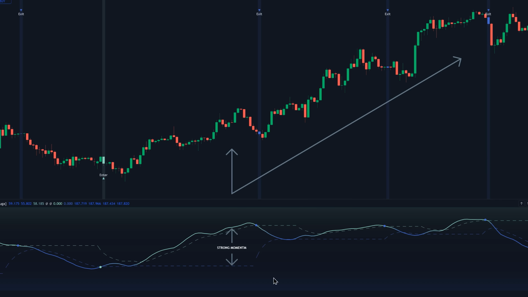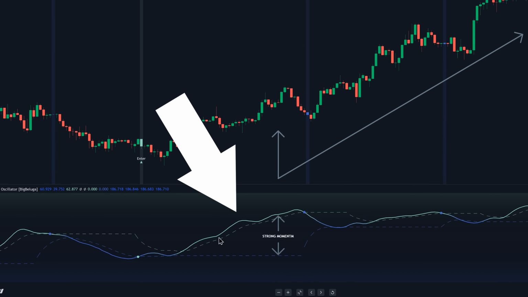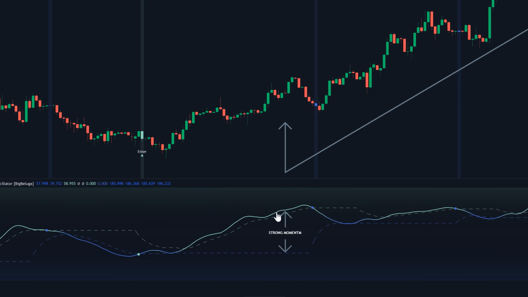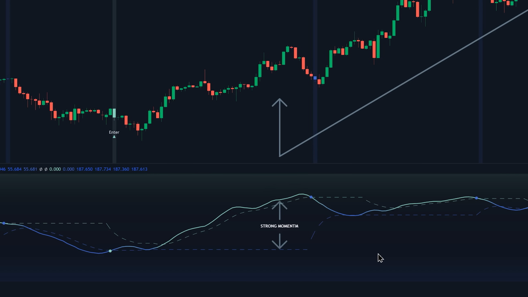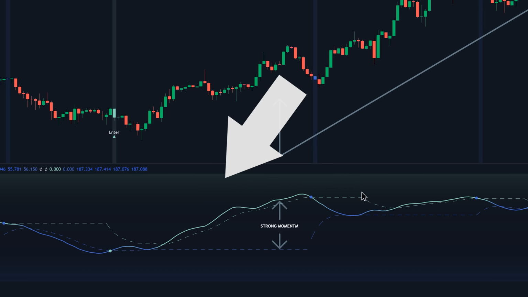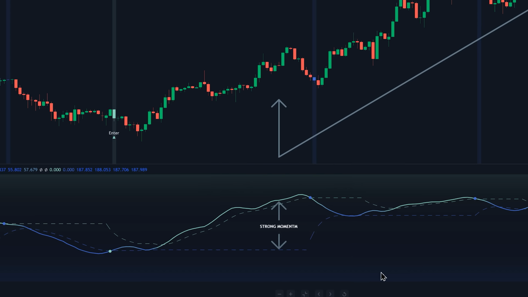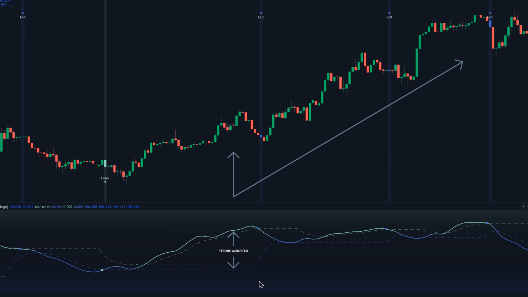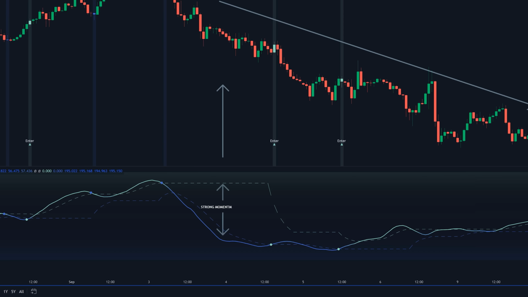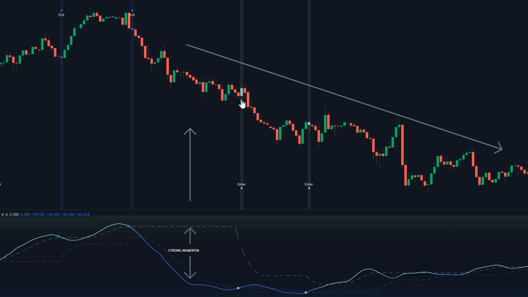A strong momentum is going to be visible whenever the DSL oscillator quickly moves toward the extreme levels, either towards the oversold level or towards the overbought level. So an area like here suggests that the momentum of the market is super strong towards the bullish side. And the same thing for here. It indicates that the momentum is super strong towards the bearish side.